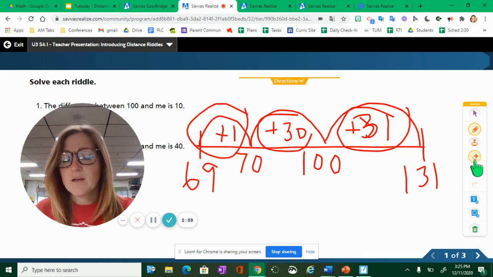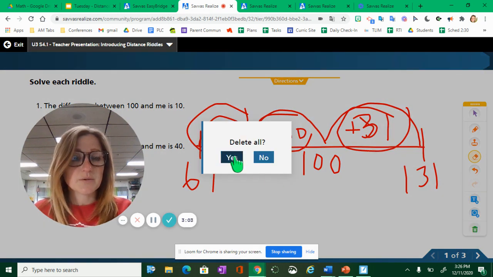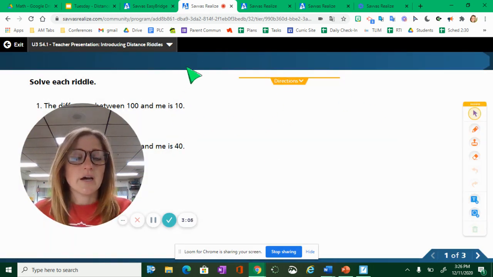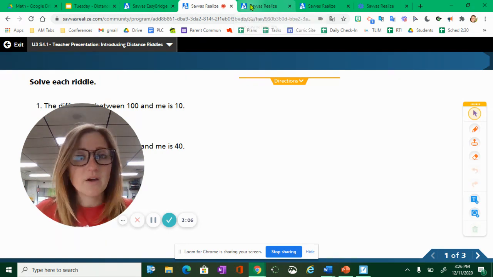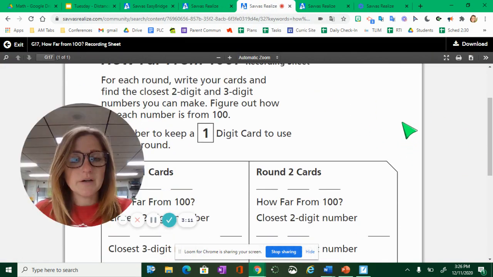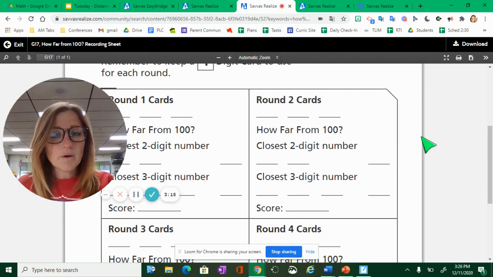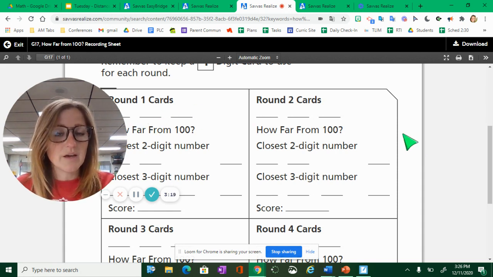Okay, so those are your practice problems on the paper with the distance riddles, and that is just part of your math today. The other part of your math is this game. If you were at school on Friday, you remember us talking about this a little. The recording sheet is the most important part of this because you're going to write down what you get.